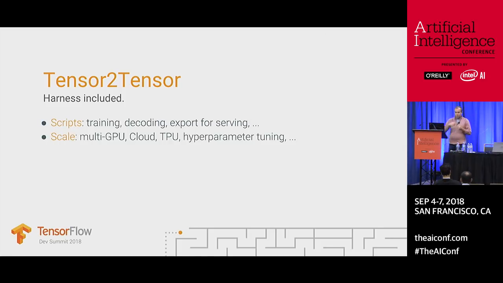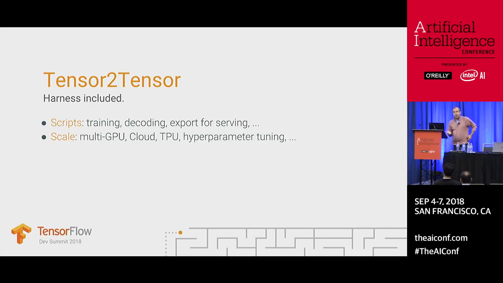Same for decoding. You want to get the outputs of your model on a new dataset, one command, T2T decoder. You want to export it to make a server or a website, one command. And then you want to train locally, you just run the binary. If you want to train on Google Cloud, just give your cloud project ID. You want to train on Cloud TPU, just say --use_tpu and give the ID.